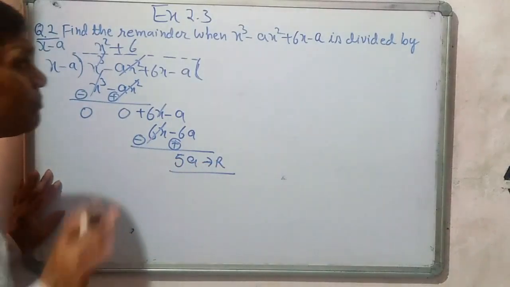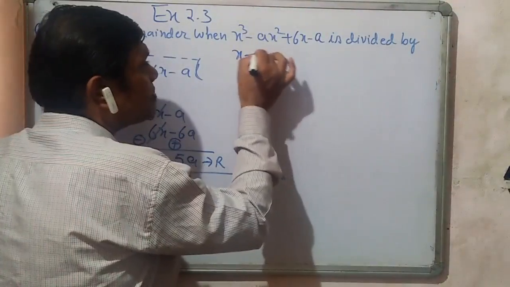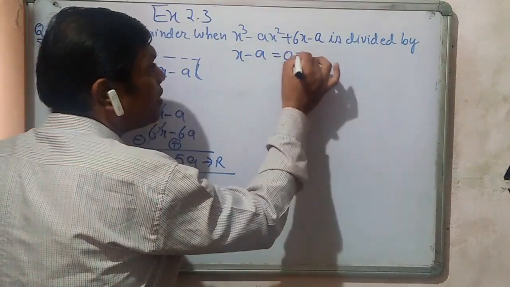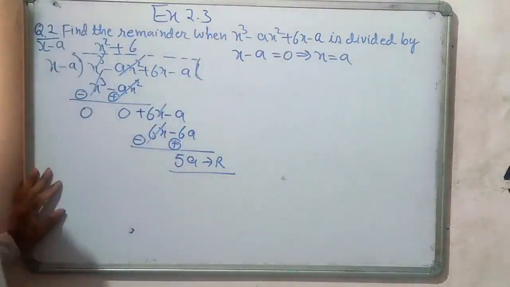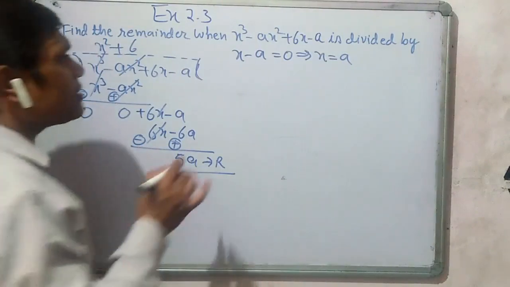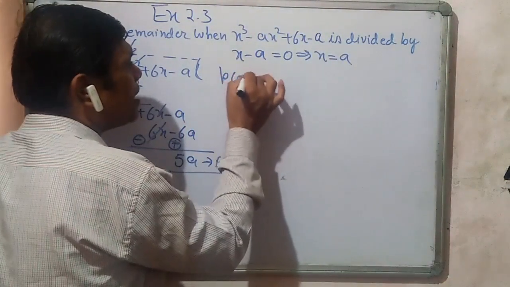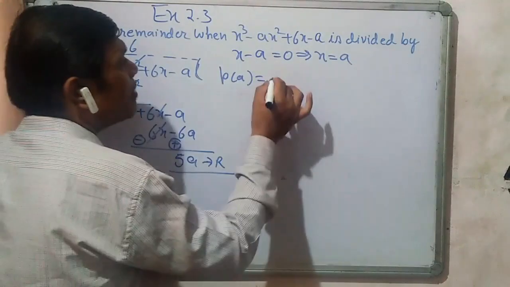Verify by the remainder theorem. What was it? X minus a was the divisor, equal to 0, which implies the zero of this polynomial is a. Let us find the polynomial's value at a. What does it give us?